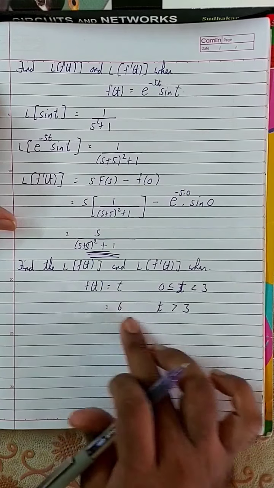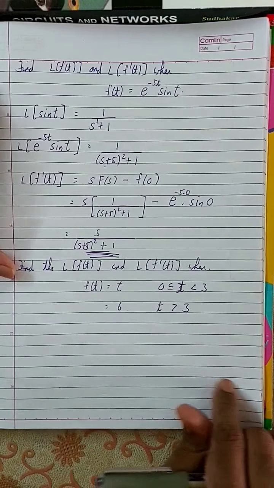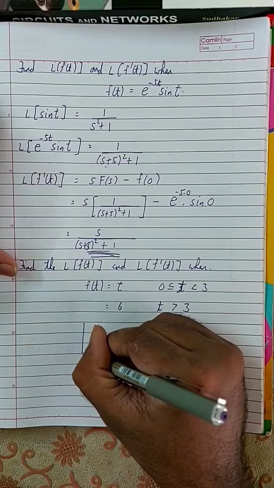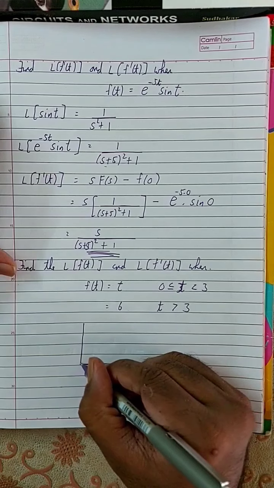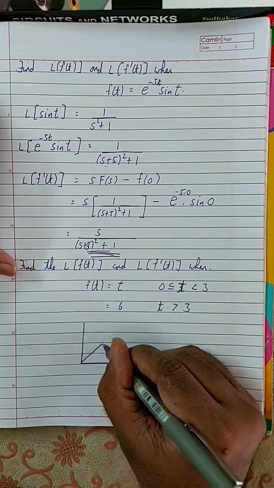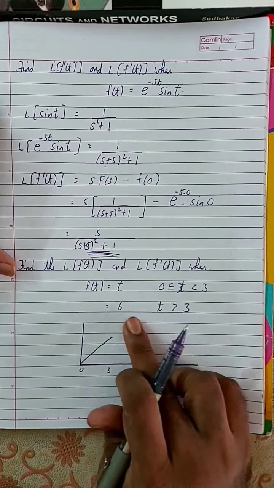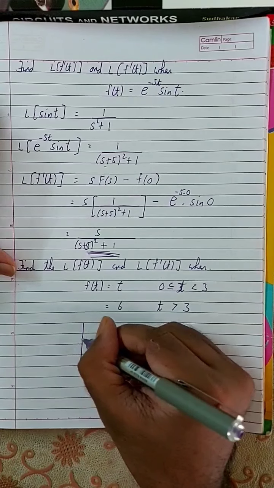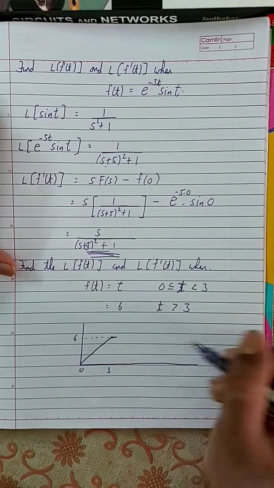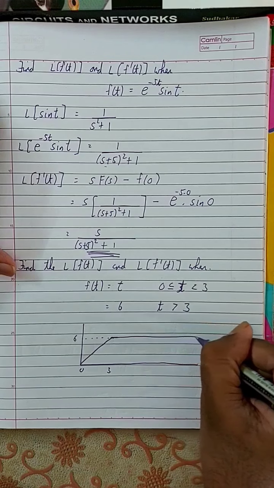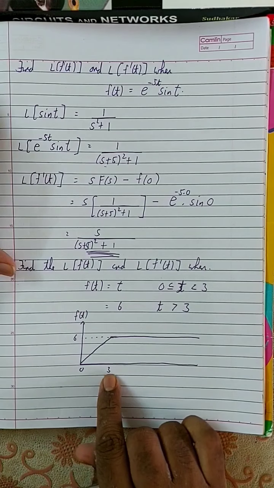Sometimes in some questions they will not give you this. Instead of that, they'll give you a graph. If this was a graph, how would it look? Here you can see f of t is equal to t, from 0 to 3. And when it reaches 6, f of t is constant. That is, f of t is equal to 6 for t greater than 3.